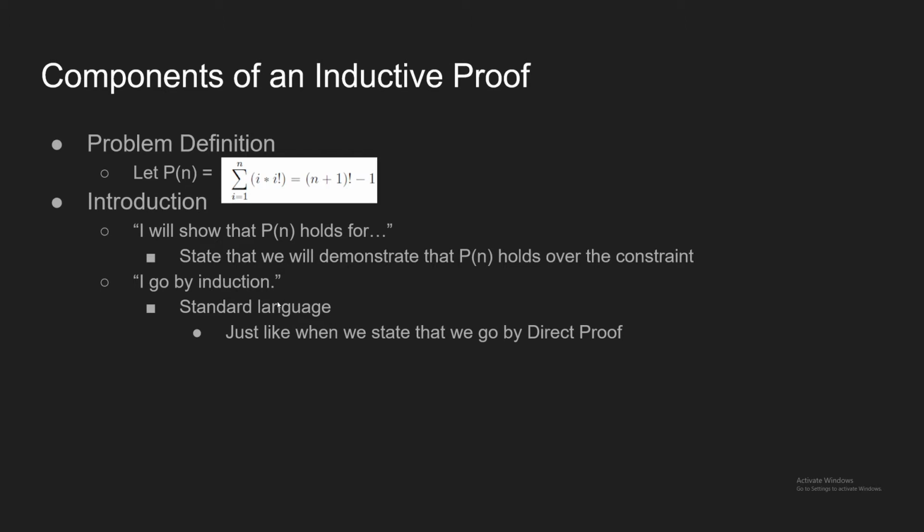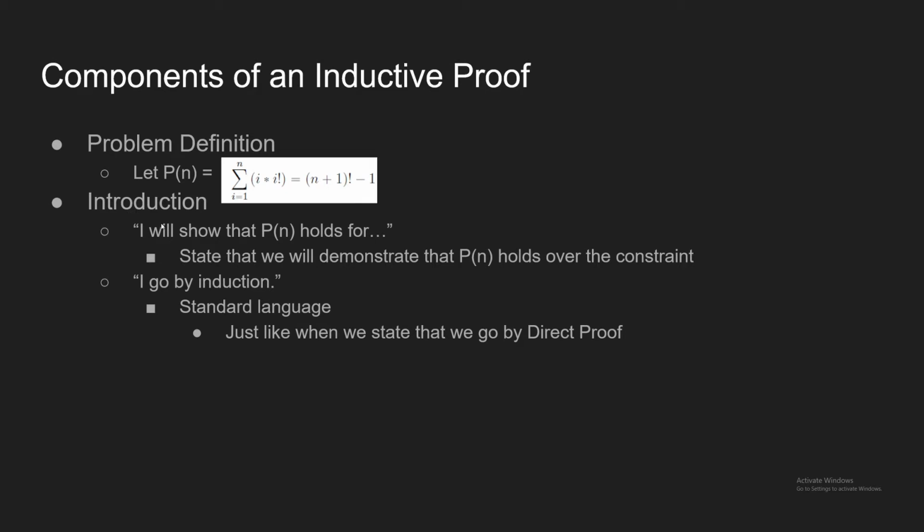So what are the components of an inductive proof? We need to start with a problem definition, and we want to say let P(n), our general problem, equal some problem statement that we want to prove. In this case, we're using an induction problem from the fall of 2019 practice final.